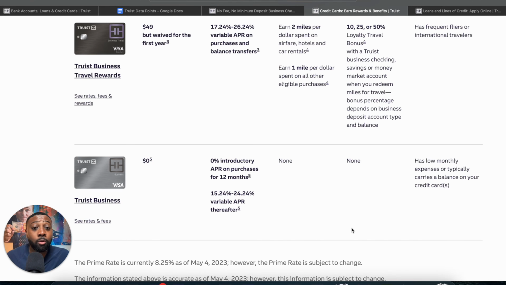What you want though is the longest 0% interest introductory APR rate that you can possibly get. And so for Truist, this is going to be this card right here. All right, the Truist Business is 12 months of 0% interest APR. So you got 12 months, basically a whole year with no interest to use the capital that you get on this card to grow and scale your business.